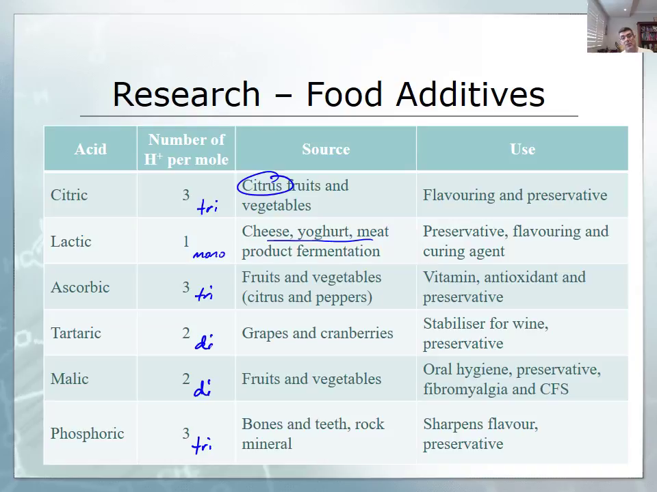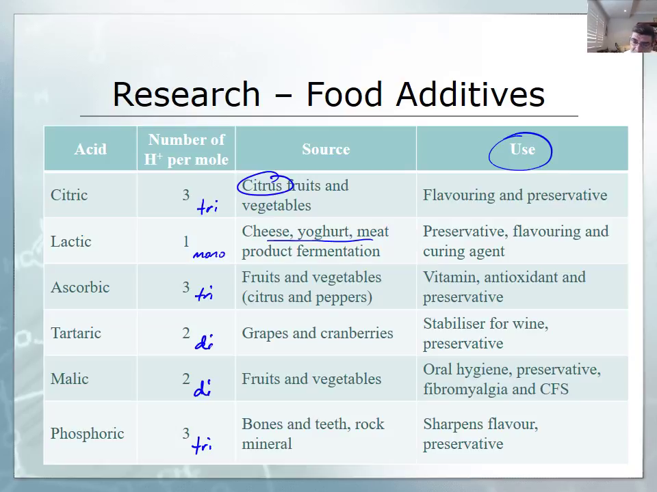Tartaric's found in grapes and also in cranberries, believed to be good for you, and malic and phosphoric, two other sources there. Phosphoric is particularly important for some of those inorganic structures such as bones and teeth in our bodies. The food additives, like any other sorts of additives, should only be part of your diet if they have been proven to have the sort of effects that you're after. If you're just looking for flavor or taste, then obviously it's less critical.